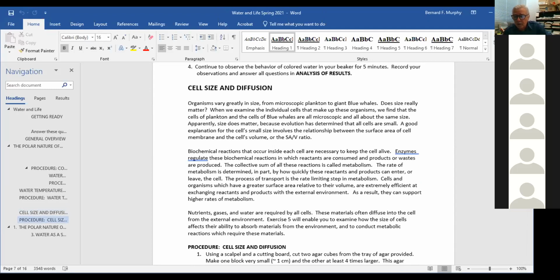Organisms vary greatly in size from microscopic plankton to blue whales. So when we look at the individual cells that make up these organisms, how do you compare the size of a cell in the plankton versus the size of a cell in the blue whale? Are the blue whale cells bigger than the plankton cells? Or are they the same size? Or are the plankton cells bigger than the blue whale cells?